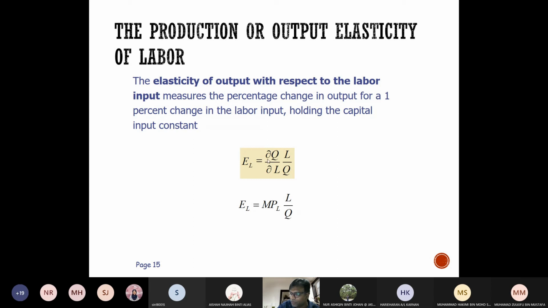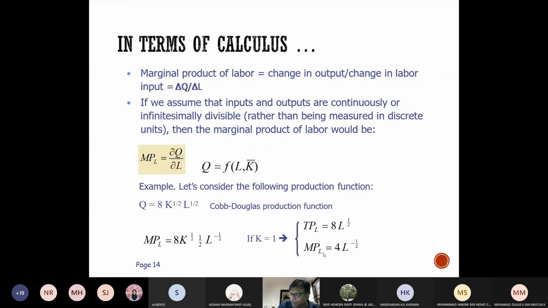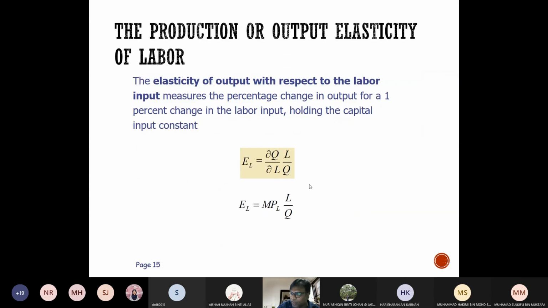Now, as we know, the partial derivative of Q over the partial derivative of L represents the marginal product. So you can substitute in this formula the marginal product times L over Q. You can simplify it in this way. So there are two ways you can write it: one is in the partial derivative form, or you can substitute the partial derivative of Q over partial derivative of L with the marginal product, times L over Q.